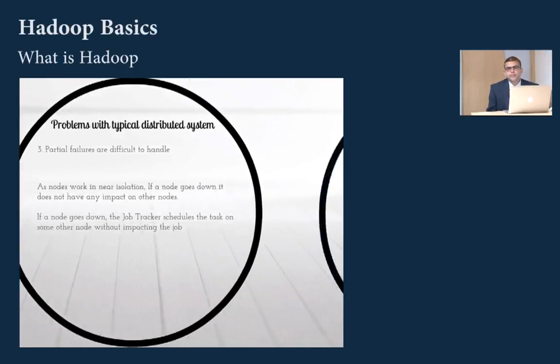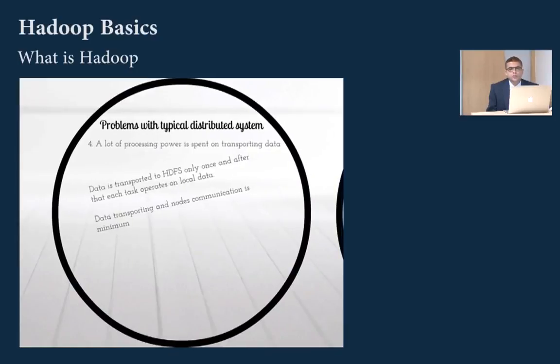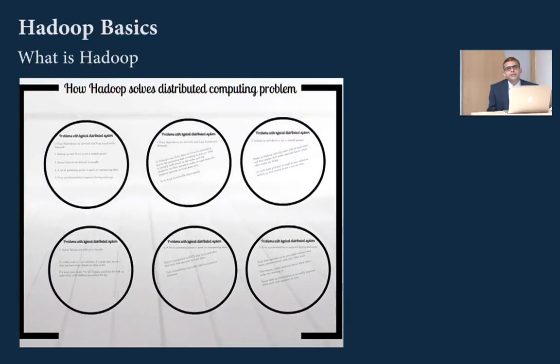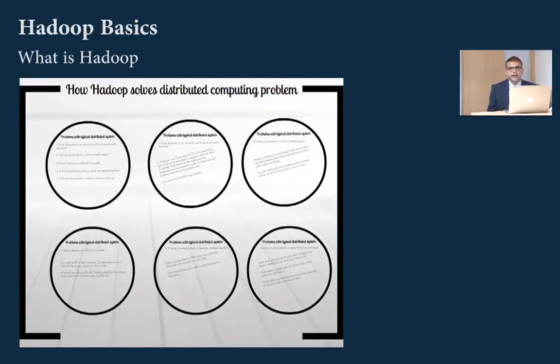Fourth, a lot of processing power is spent on transporting data. Well, in Hadoop's case, data is only transported once. After that, the processing gets transported towards the data. And the fifth point is, in previous generation systems, data synchronization was required during exchange. But in Hadoop, each node operates on its own data without any communication. That's why you don't need any synchronization. Everybody works in isolation. So this is where Hadoop is better than the previous generation system where you had a centralized SAN.